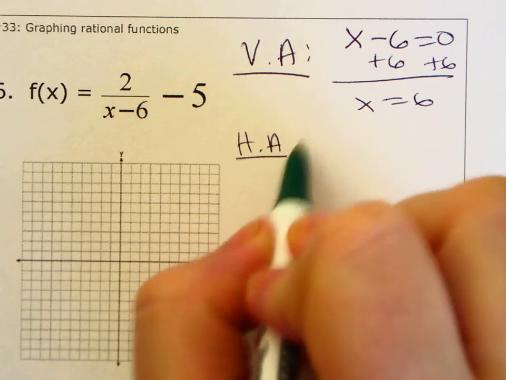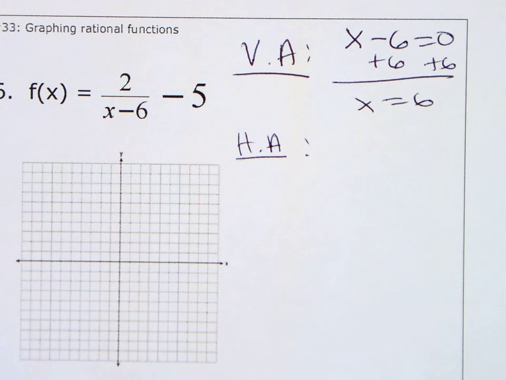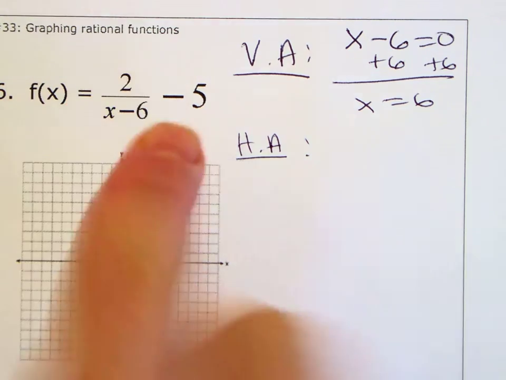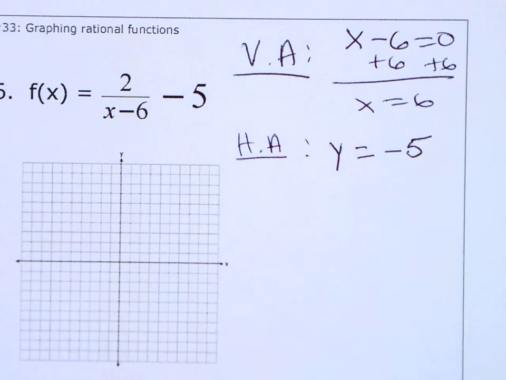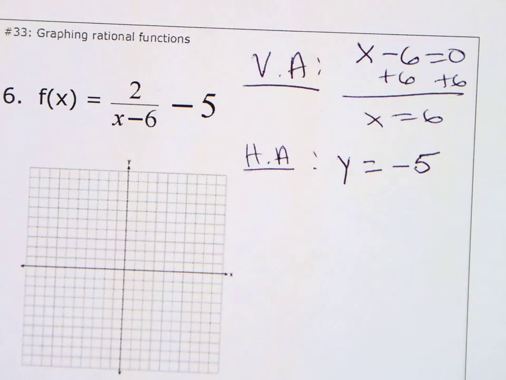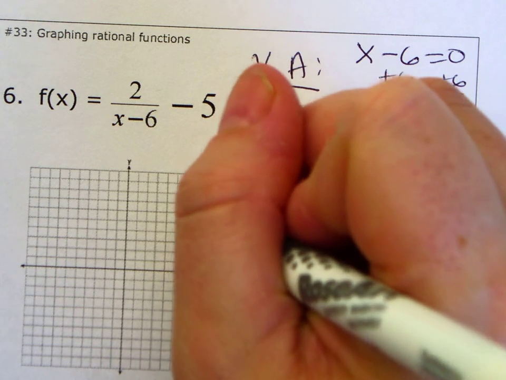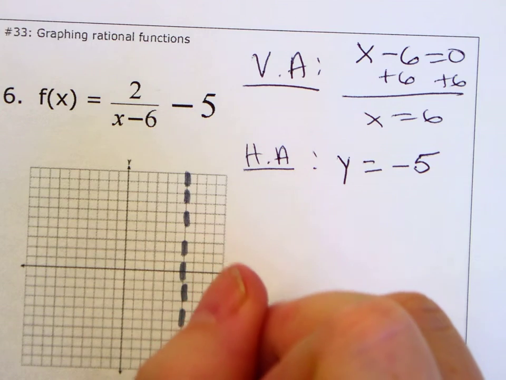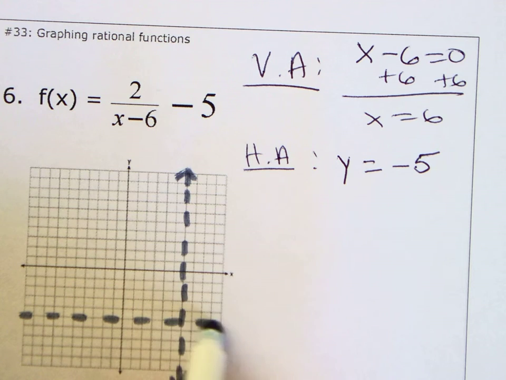Horizontal asymptote. The fraction can never equal 0. So the whole, if this will never be 0, 0 minus 5 is -5. The y value can never be -5. It's never going to happen. Draw those. Let's see, 6. Negative 5.